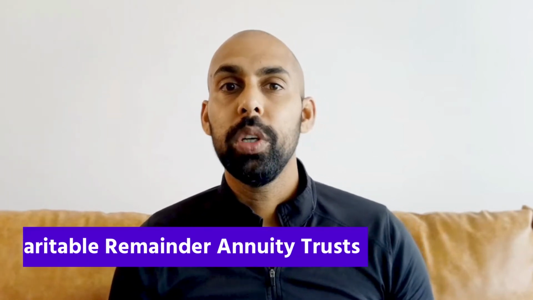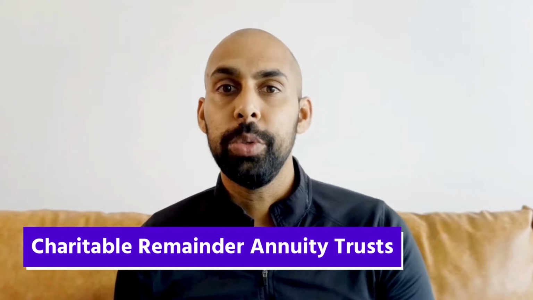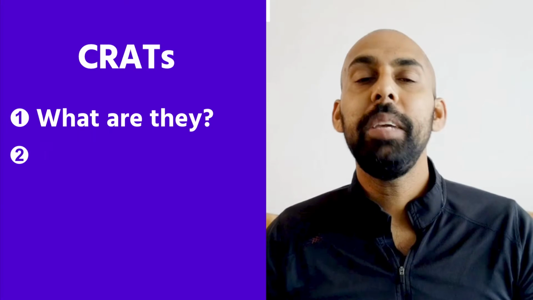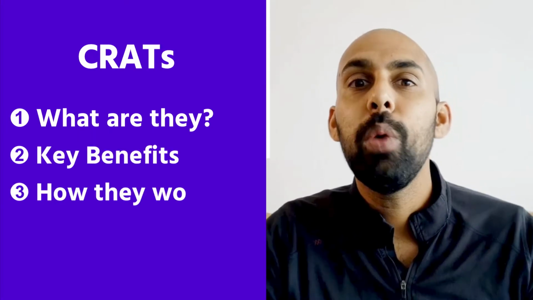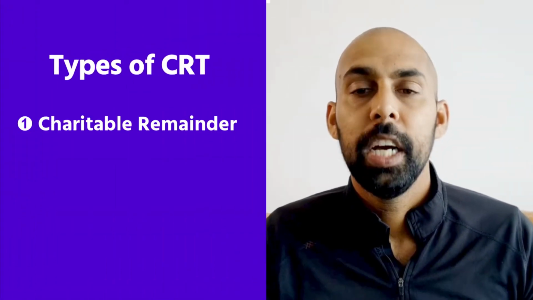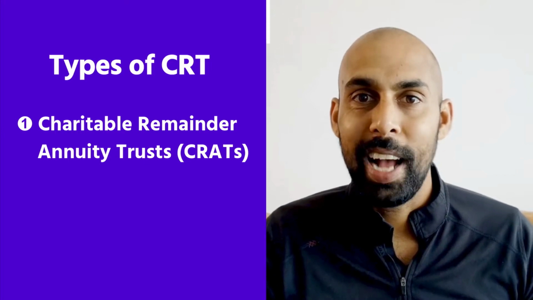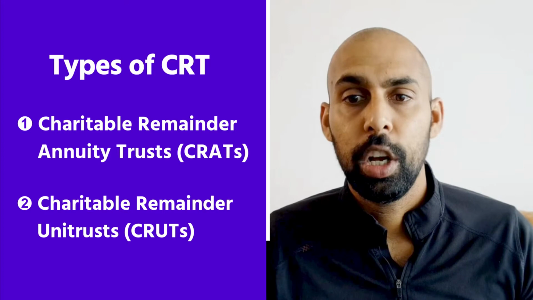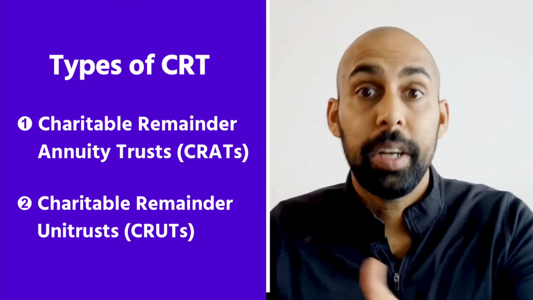In this video, we're going to be talking about charitable remainder annuity trusts, also known as CRATs. What are they? Their key benefits, how do they work, and critically, when should people use them? So let's get started. A charitable remainder annuity trust is a type of charitable remainder trust, also known as a CRT. There are two key types of charitable remainder trusts: charitable remainder annuity trusts, CRATs, that we'll be talking about in this video, and charitable remainder unitrusts, also known as CRUTs, that we've talked about in previous videos.